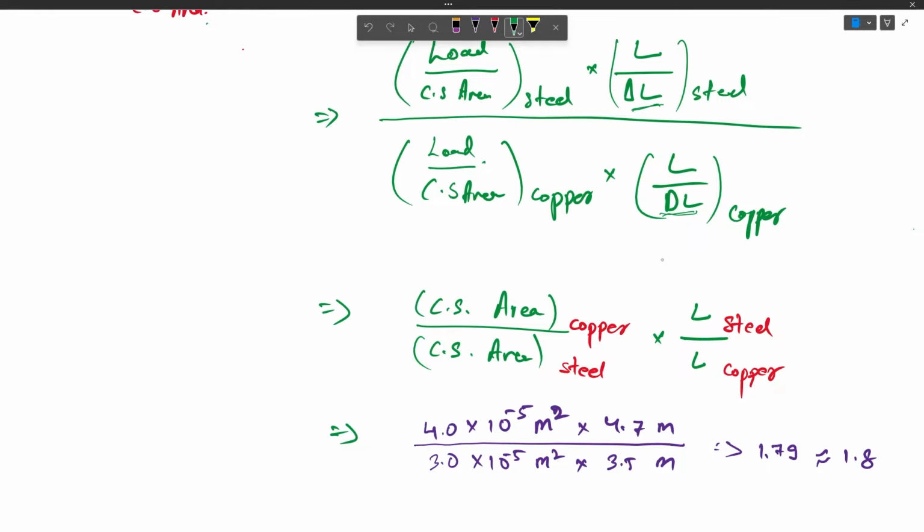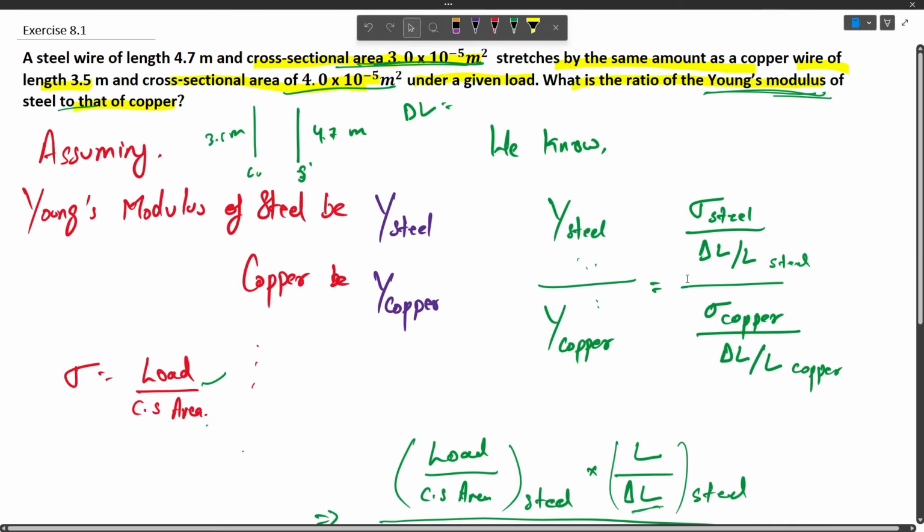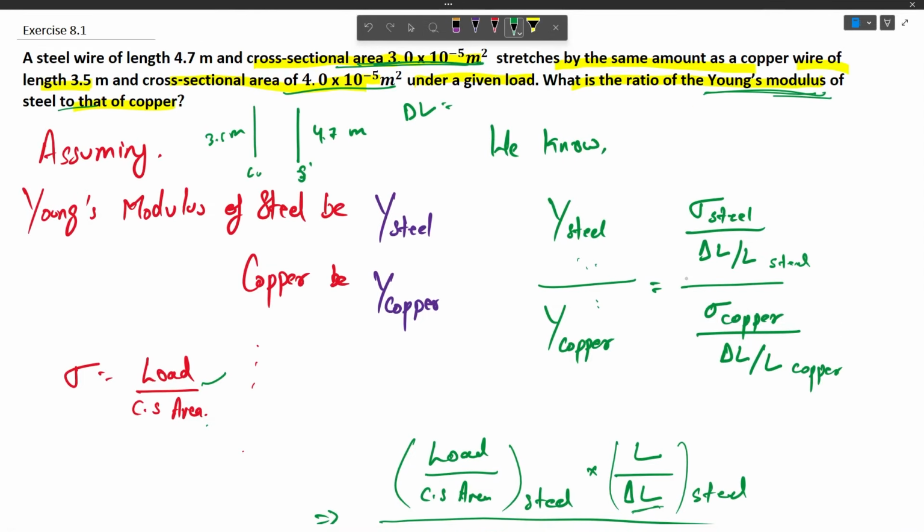Now when we use the real values of Young's modulus of steel and divide with that of copper, we also will get a value similar to 1.8. So the ratio of Young's modulus of steel to that of copper is 1.8 as calculated.